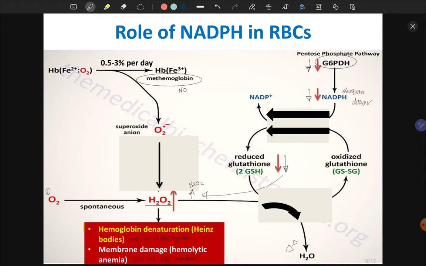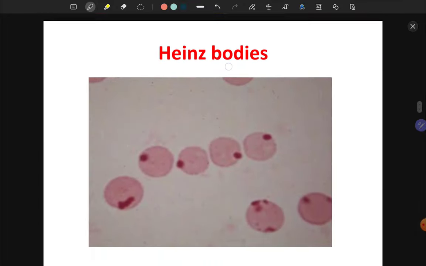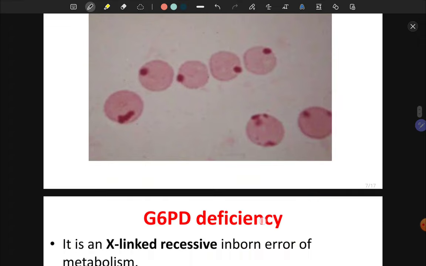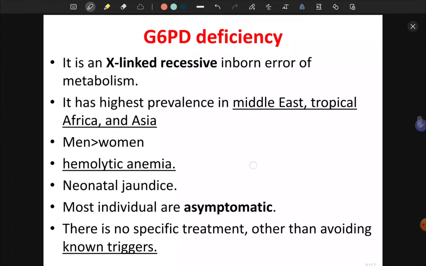This is the Heinz body. There are dark spots that are found in the RBCs. You see them under the microscope. So we will talk about G6PD deficiency.